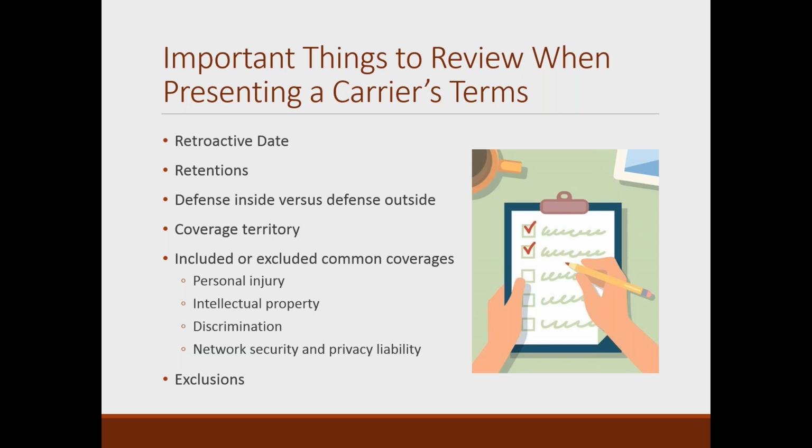This gets into included or excluded common coverages. Personal injury, intellectual property, we talked about those. Some forms contain sublimits for discrimination, although a lot of times that's an EPL type coverage, but sometimes discrimination can be covered within E&O. You'll see that for property managers, maybe photographers, things like that. There are sublimits for that. You want to look for network security and privacy liability. Sometimes forms will not cover that. If you can get coverage for that, I would advise doing so. And what you need to be focused on more is what is being excluded.